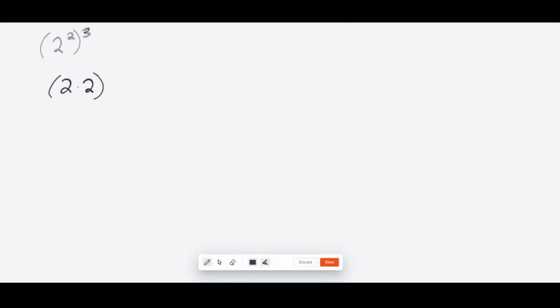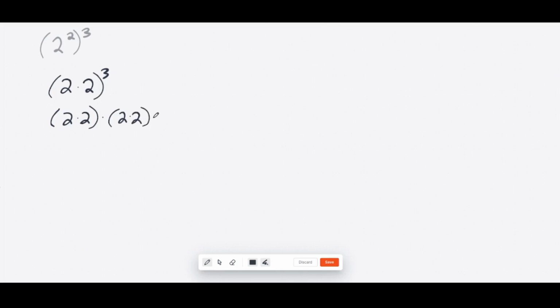And then what does cubed mean? Well, it means that we need to take, in this case, everything inside the parentheses. So we're cubing the entire expression inside the parentheses. So whatever is inside of that, we need to multiply it by itself 3 times. So we would have 2 times 2 in parentheses times 2 times 2 in parentheses.